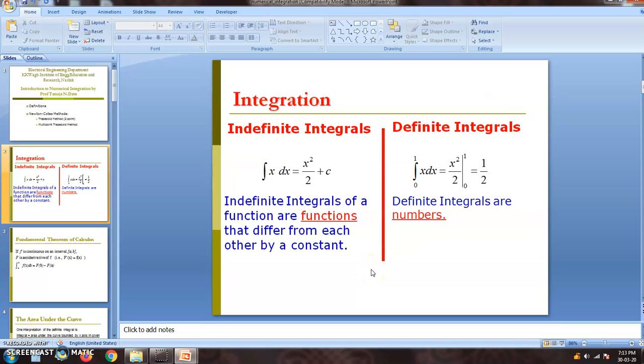Integration could be an indefinite integral or a definite integral. If we get a constant like c and we do not evaluate it, it is an indefinite integral, whereas when we evaluate by putting some initial conditions or known data points, it becomes a definite integral.